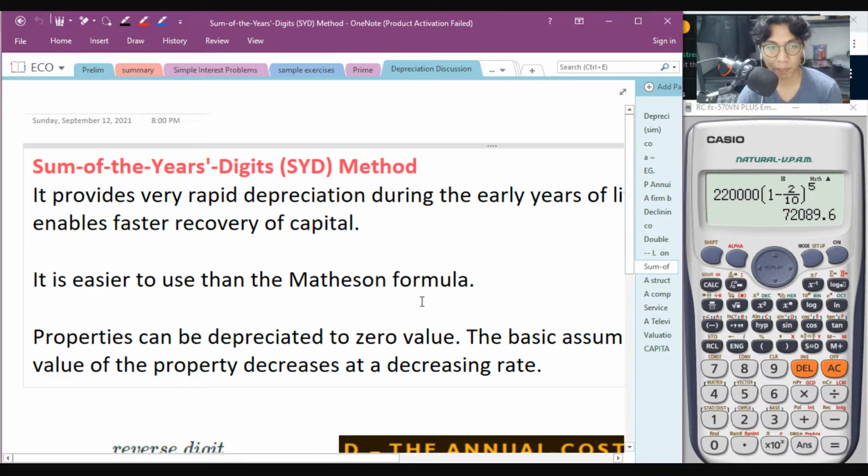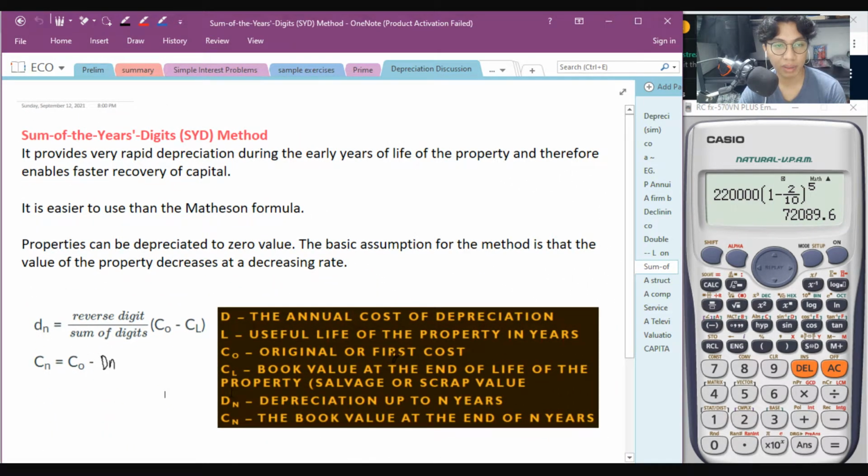The next one, sum of the year's digit method. So, it provides very rapid depreciation. Kapag sinabing mabilis na depreciation, mabilis yung pagbaba ng value during the early years of the life. Okay? Mabilis yung pagbaba ng value during the early years. And therefore, enables faster recovery of capital. So, it's easier to use than Matheson formula. Mas madali pong gamitin yung SYD kaysa sa DBM. Yung Matheson is declining balance.